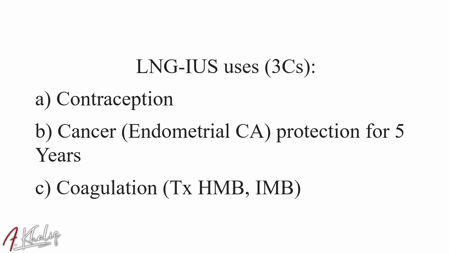You can use the levonorgestrel releasing intrauterine system, or just Mirena, for 3 C's. The first C is contraception. You can use it for contraception. You can also use it for the treatment of cancer, for example, endometrial carcinoma, and the protection is going to last for up to 5 years. The third C is coagulation. For example, you're going to use Mirena in the treatment of heavy menstrual bleeding and intermenstrual bleeding.